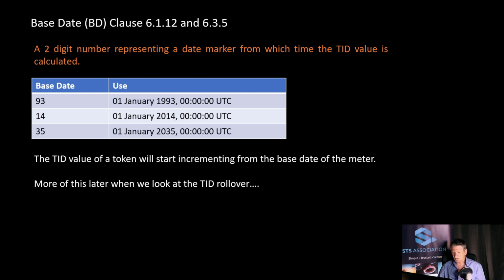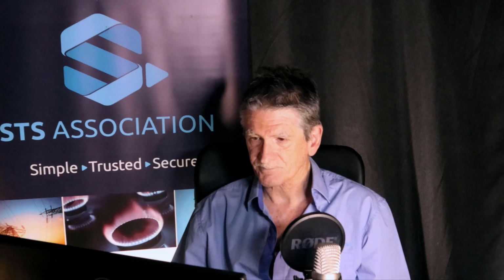The TID value of the token will start incrementing from the base date of the meter. So if you're building a 2014 base date, 1st of January 2014 at midnight, it'll have a TID value of 0. 1 minute past midnight, it'll have a TID value of 1. But we'll look at this a little more when we look at the TID rollover.